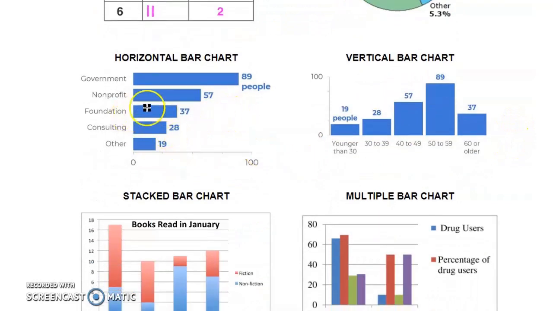This is a horizontal bar chart, this is a vertical bar chart. When to use horizontal or vertical bar chart is up to you. If you prefer a vertical bar chart like this, then you draw a vertical bar chart. But in the exam, it depends on the question. If the question asks you to draw a vertical bar chart, then you draw a vertical bar chart. If the question does not mention any, you can draw horizontal, which is acceptable, or vertical, also acceptable.